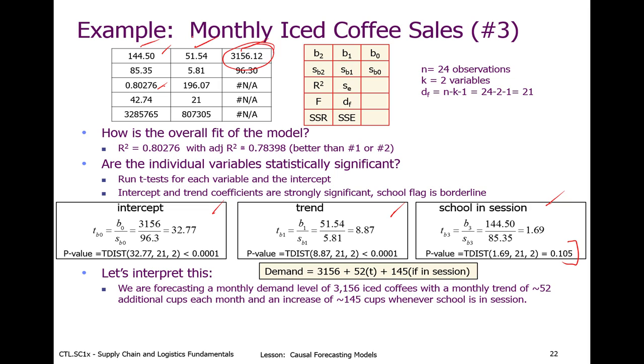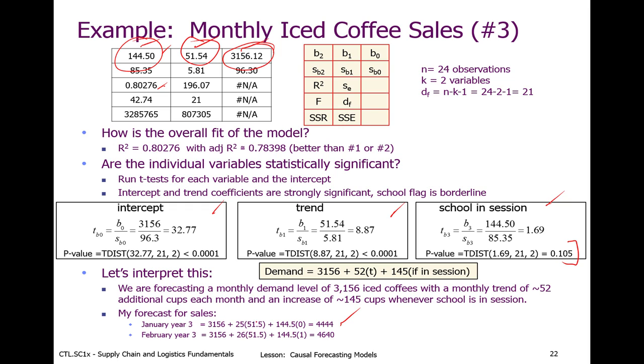That's a trend. I just rounded it up. And whenever school's in session, I should see a bump of about 145 cups whenever school's in session. So this is my forecast going forward. So my forecast for January, year 3, which is the 25th period essentially, I just plug in those numbers, and school is not in session in January, so you come out to 4,444.